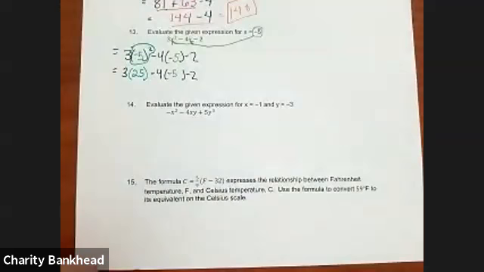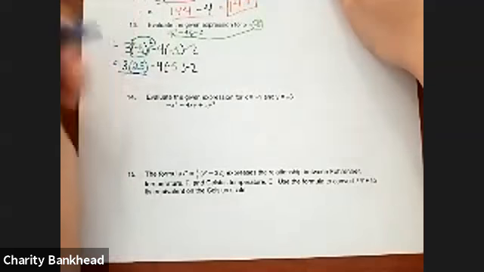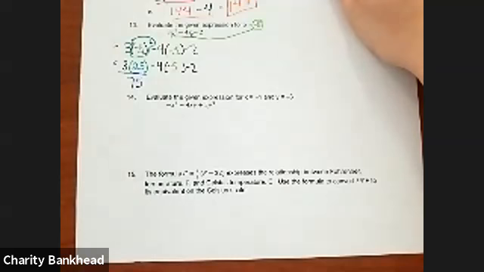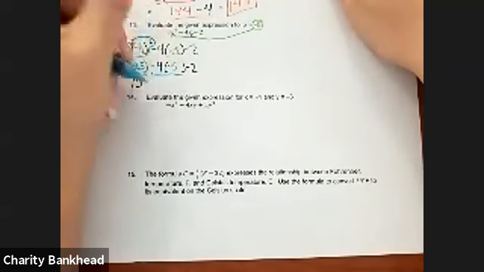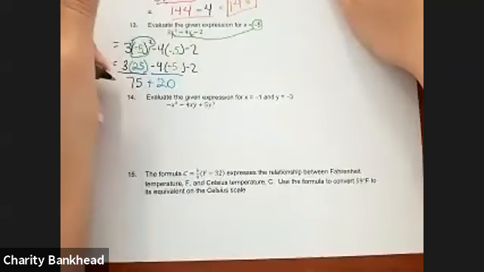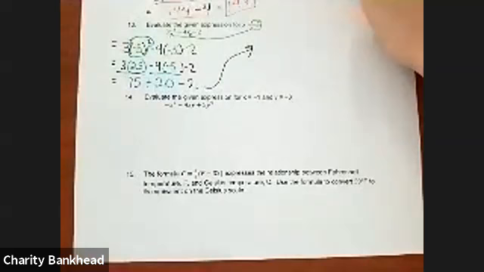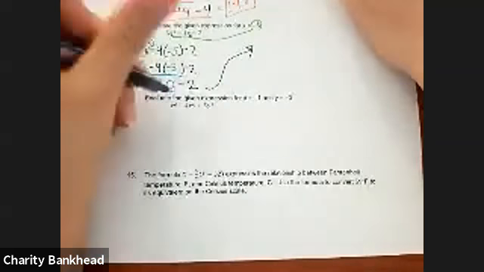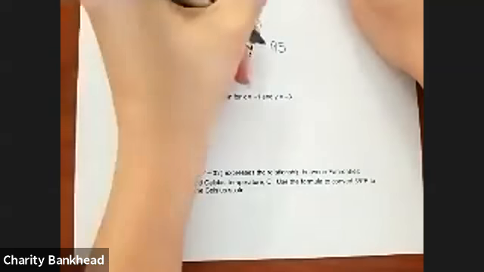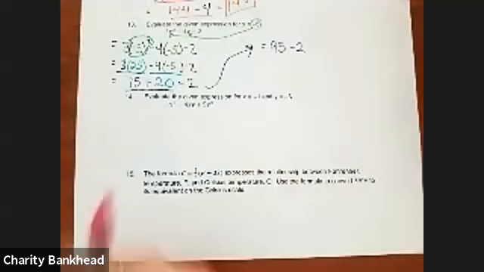All right, so next I'm going to just do my multiplication. So 3 times 25 equals 75. And then negative 4 times negative 5 would equal a positive 20. So I have 75 plus 20 minus 2. Okay, so 75 plus 20 equals 95. So 95 minus 2 equals 93.